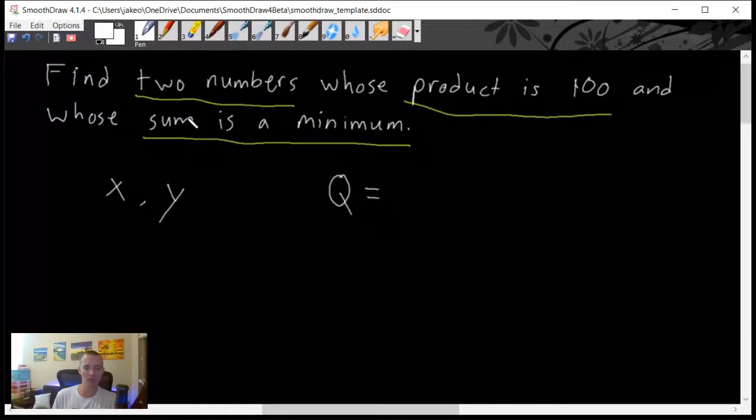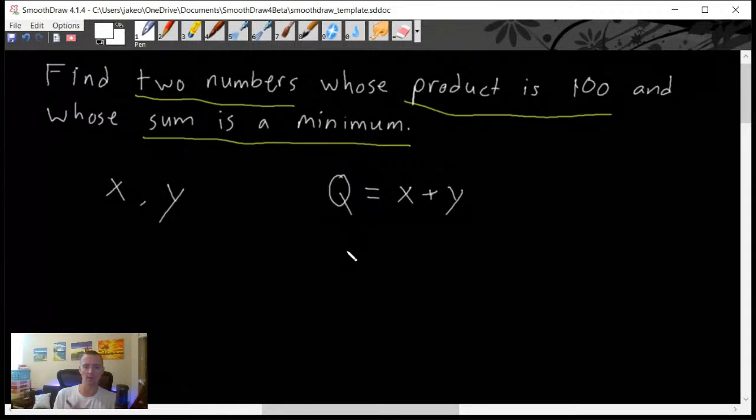Well, how do we write the sum of these 2 numbers? Well, the sum of 2 numbers literally just means the first number plus the second number. So really, this quantity, this thing that we're trying to optimize or minimize in this case, is just x plus y, our two numbers being added together. So that's our first equation.